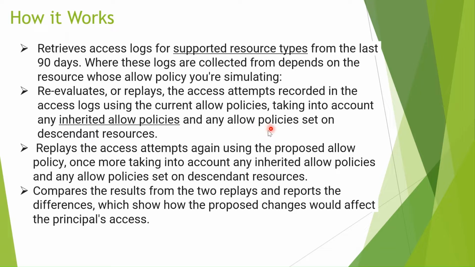If you have an allow policy set on a descendant resource, that will also be checked and replayed. Then it replays those access attempts against the proposed allow policy. So if you are giving him an extra role or removing a role, it will replay the access attempts from the last 90 days with the proposed allow policy and check whether he can access under the new policy or not. It gets the results from the two replays and reports the differences, which show how the proposed changes will affect the principal's access. So it compares both the current allow policy and the proposed allow policy.